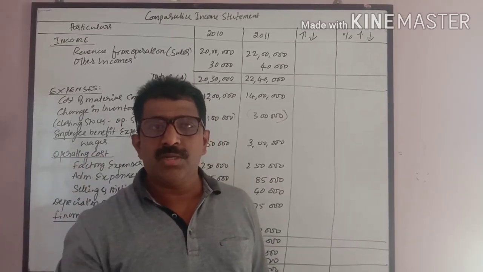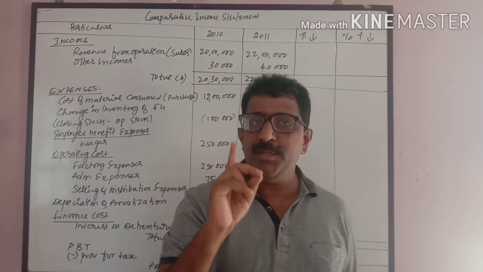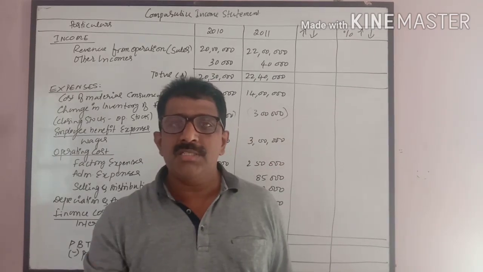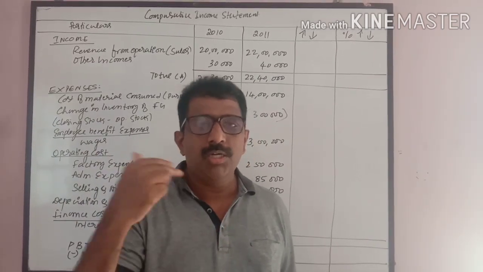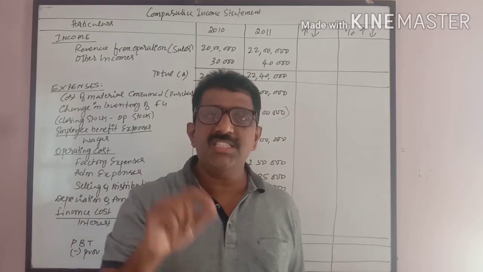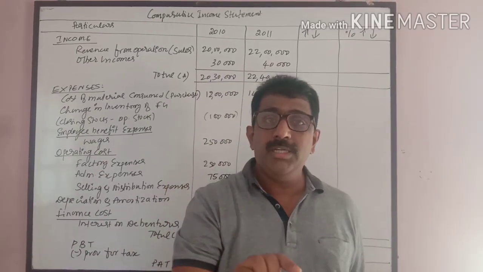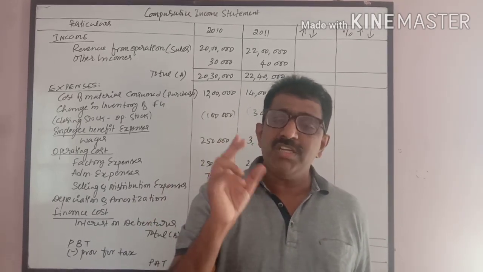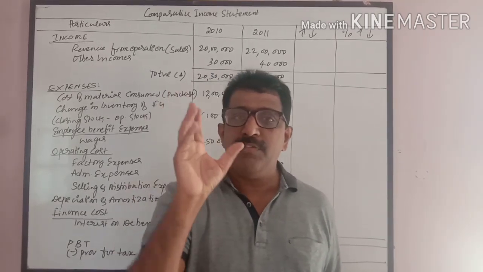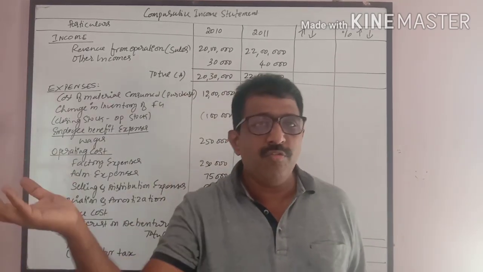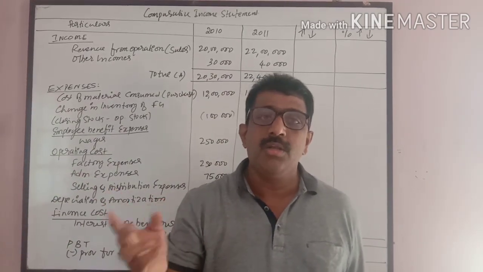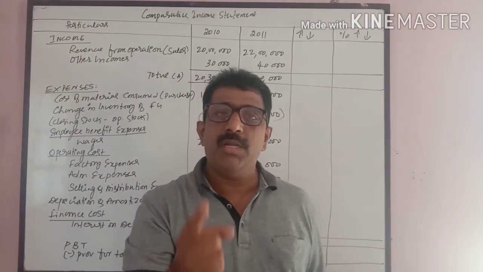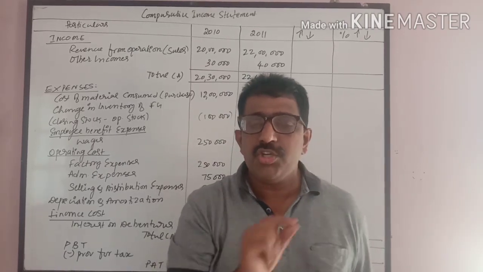In comparative statement, we have two: the comparative income statement and comparative balance sheet. Similarly, common size income statement and common size balance sheet. Similarly, in case of trend analysis, the income statement and balance sheet we have to prepare. So first let me take up the comparative income statement and then I will go for the comparative balance sheet. I will take one problem and work out both comparative income statement and common size income statement.